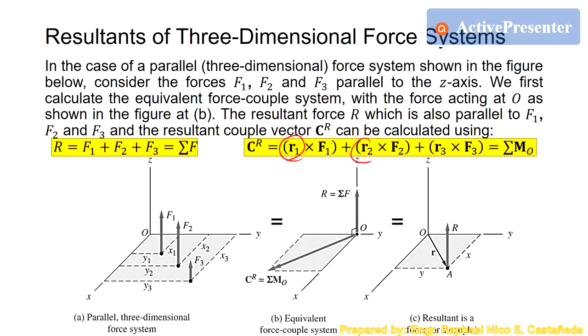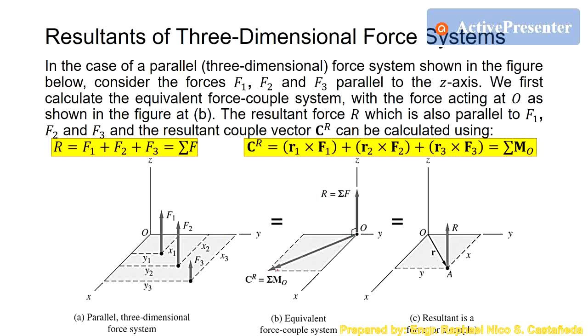So R1, R2, and R3 are these. This is R1, this one is R2, and basically this is R3. R1 here is x1 i plus y1 j, and R2 is x2 i plus y2 j, and so on. So that is the summation of moments about O. This is not yet the final resultant because it is composed of a force and a couple, an equivalent force couple system, that are perpendicular to each other.